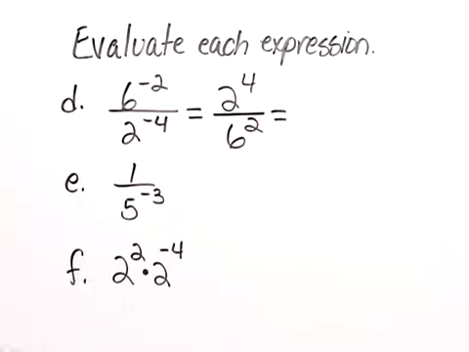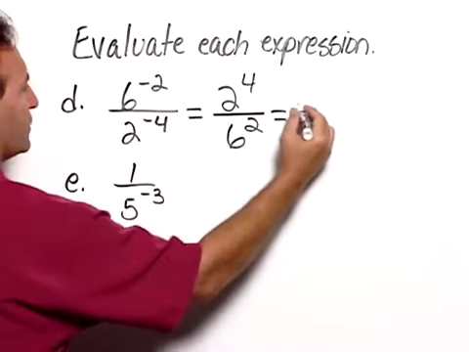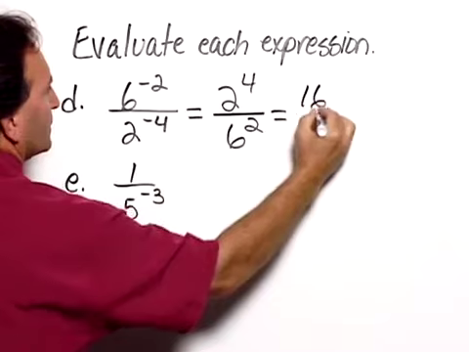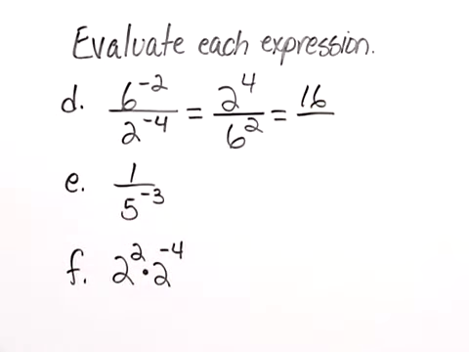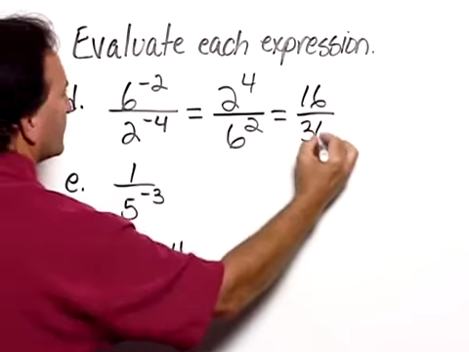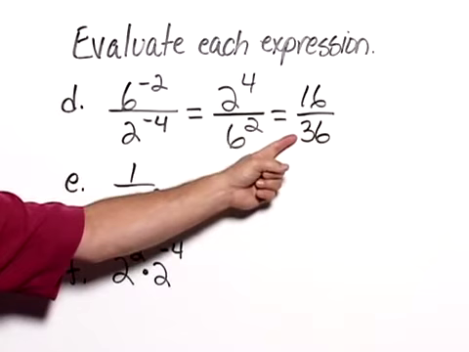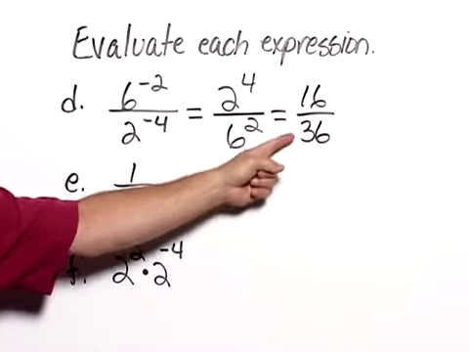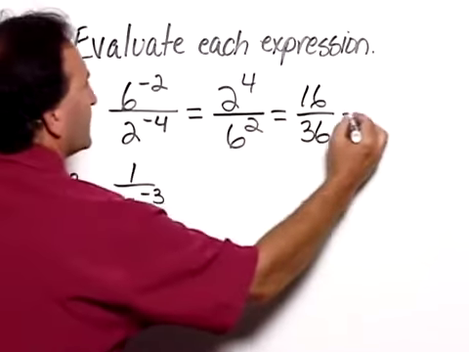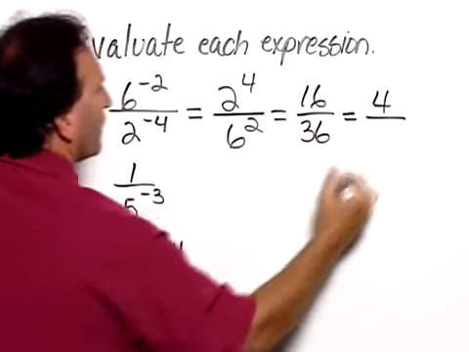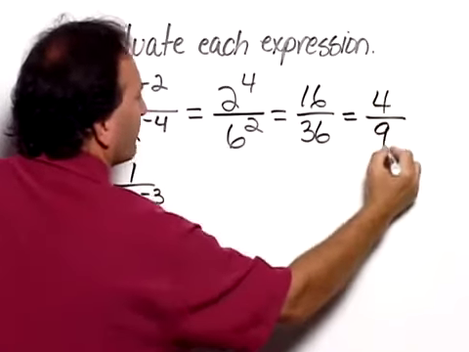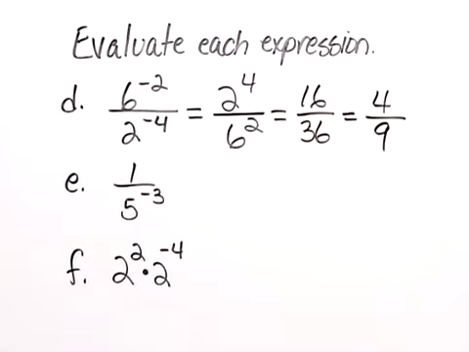Now we have 2 to the 4th, which is 2 times 2 times 2 times 2, which is 16. And in the denominator, we have 6 squared, which is 36. We can reduce this fraction because 4 divides into both the numerator and the denominator. So 16 divided by 4 is 4, and 36 divided by 4 is 9. So our answer is 4/9.